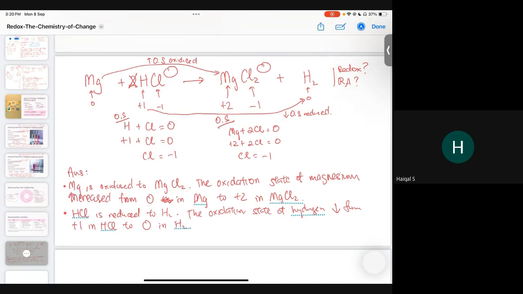So question is, what is the reducing agent? Okay, so question is, what is reduced? HCl is reduced. So this guy here is reduced.